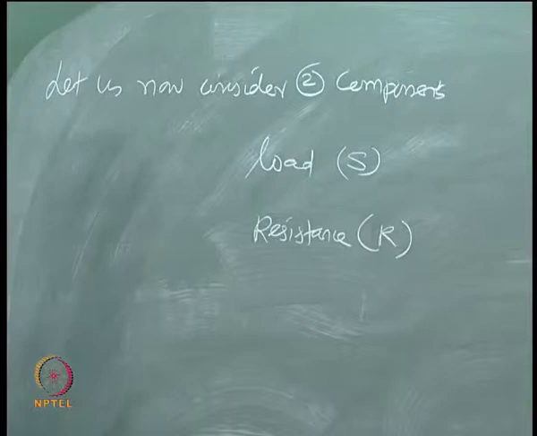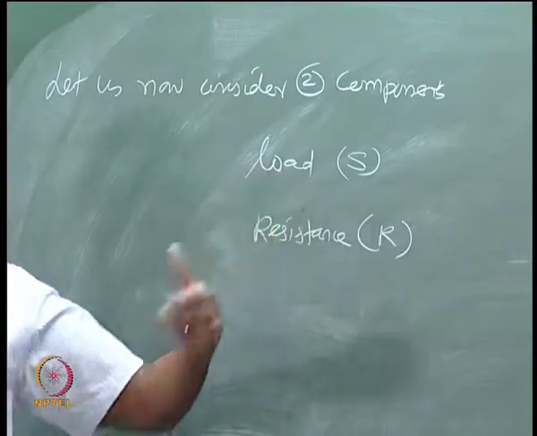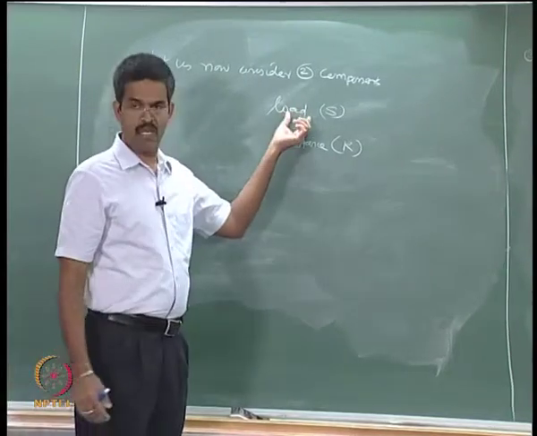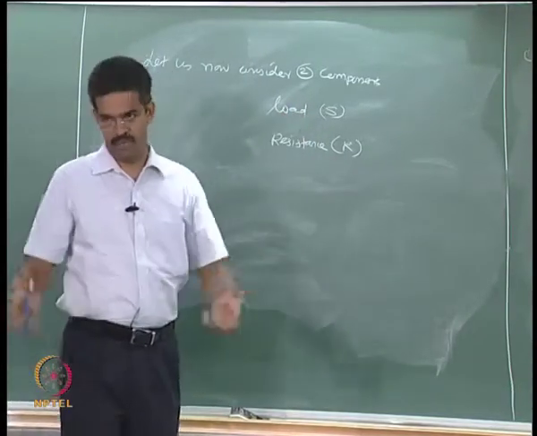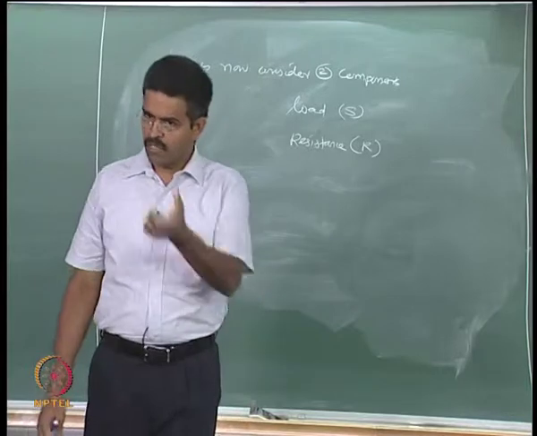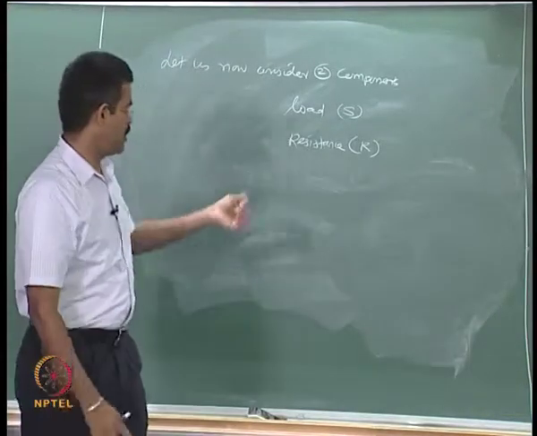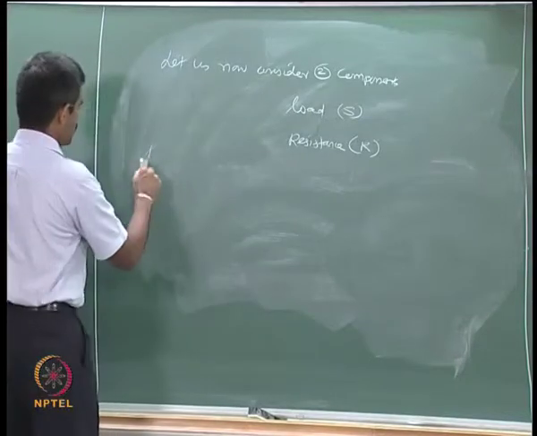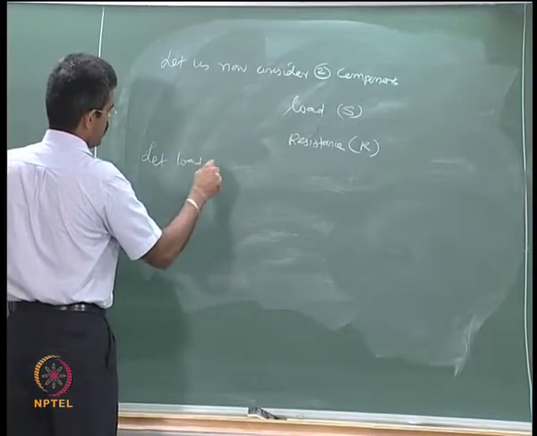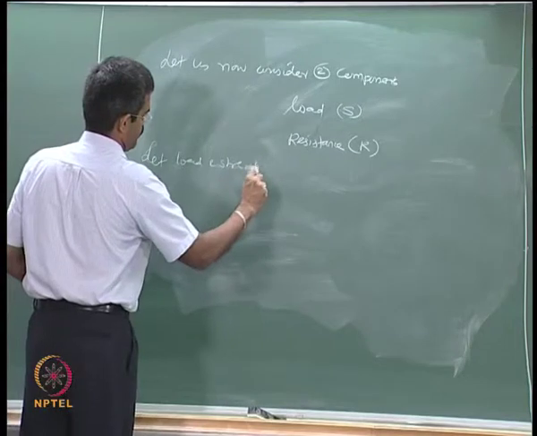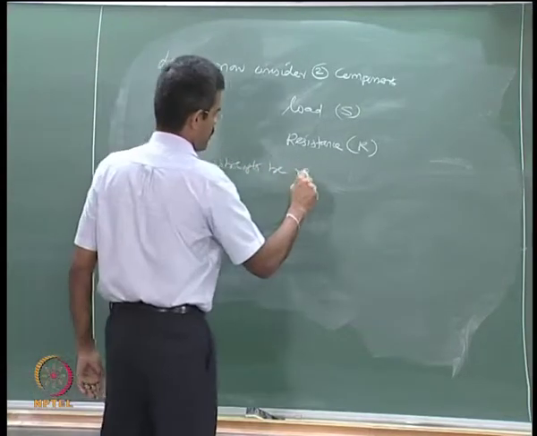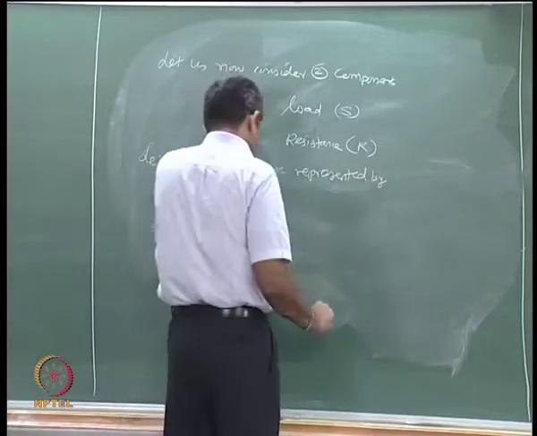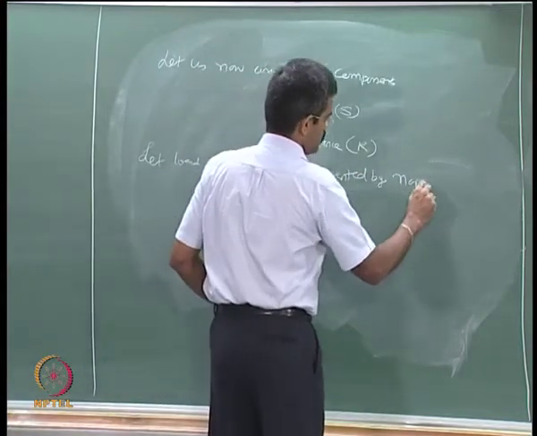Now, as I just said, the loads have a lot of variability, a lot of uncertainties, therefore, I must define this in statistical terms, not as a deterministic value. So, I have to look for a distribution. Let us say, let the load and strength be represented by a normal distribution.